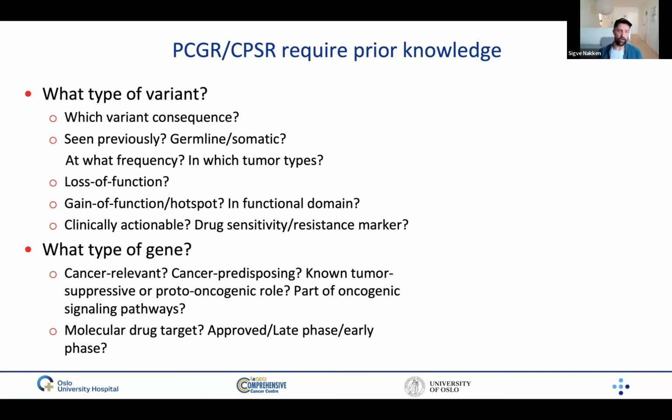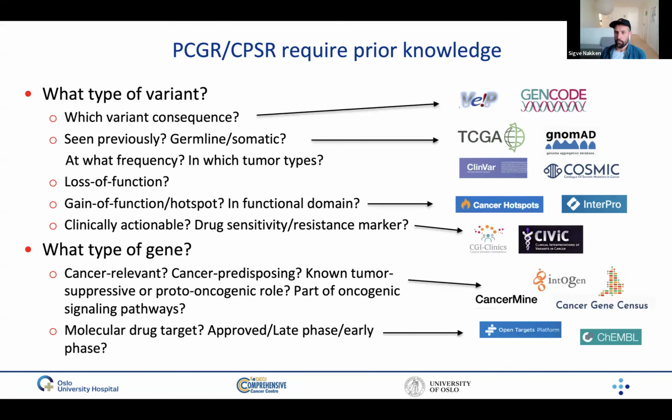You would be interested in whether a variant is likely giving a loss of function to the gene, or whether it's more likely a gain of function occurring in hotspots or in functional domains and so forth. And probably most importantly, we want to know whether the variants are actually actionable, or whether they are markers for drug sensitivity or drug resistance. And at the level of genes, we want to know whether genes are cancer relevant, whether they are known to be predisposing cancer genes, whether they have known tumor suppressive or oncogenic roles, and so forth, or whether they are known targets for cancer drugs, either known approved targets or those that are currently in development.